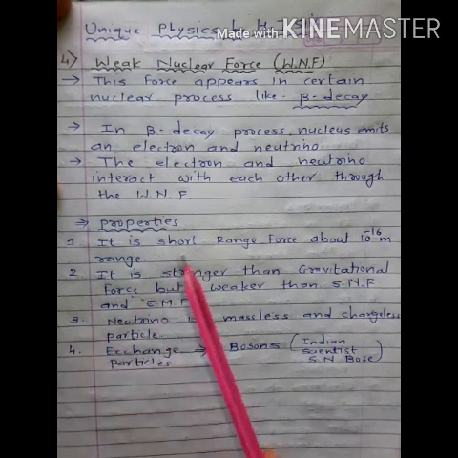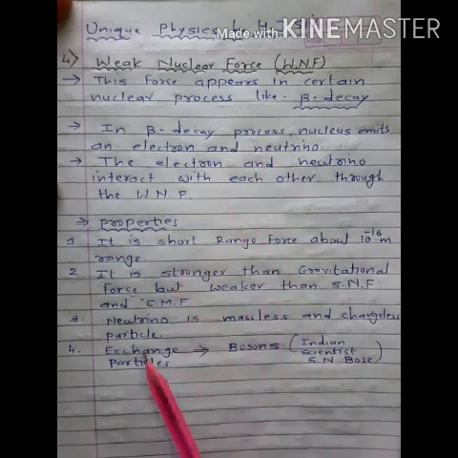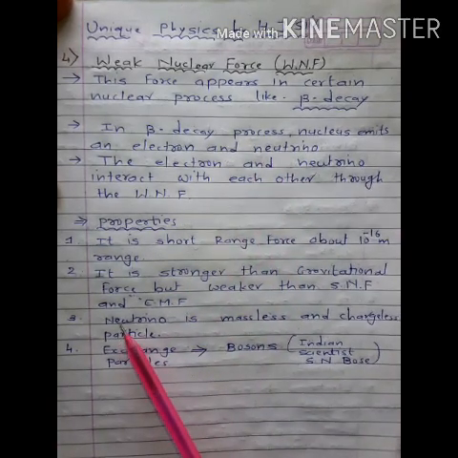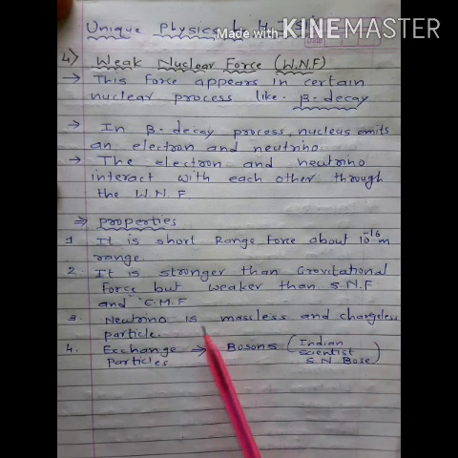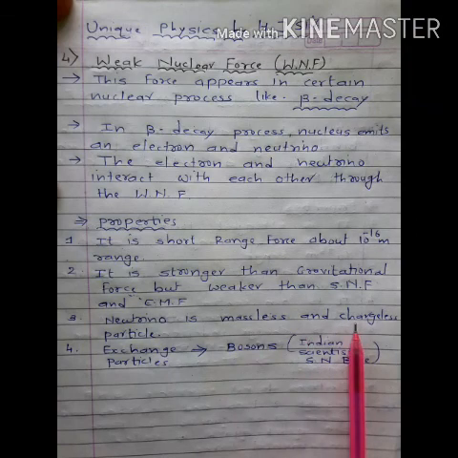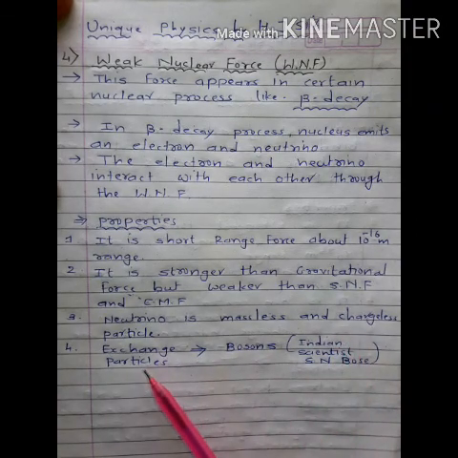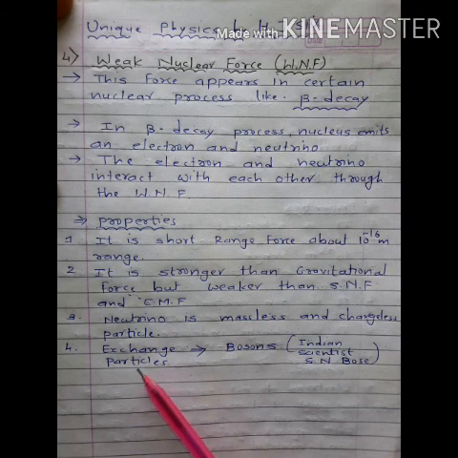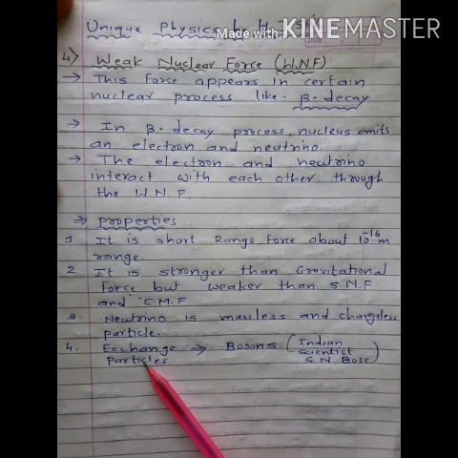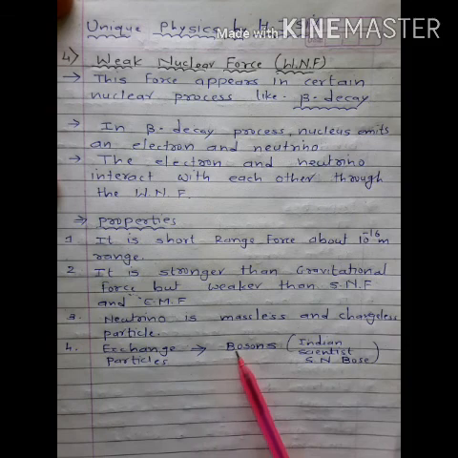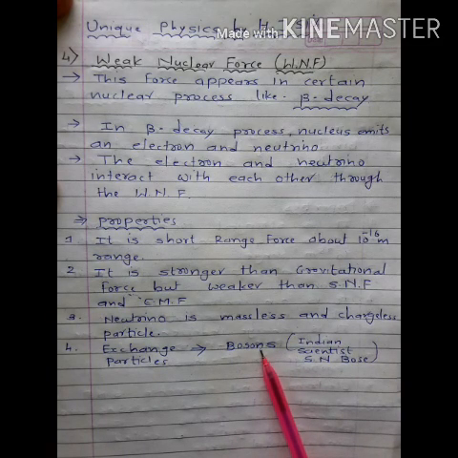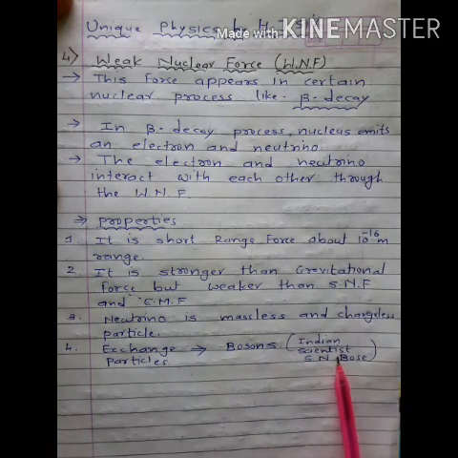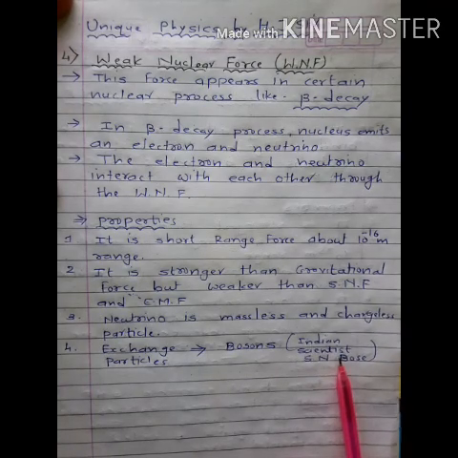Number 3, here we consider the particle neutrino. So remember an important point for neutrino. Neutrino is a massless and chargeless particle. The mass of neutrino is almost 0 and charge is 0. And advanced study suggests that the exchange particles for this force are bosons. Clear? And the name boson was given by an Indian scientist, S.N. Bose. Thanks.